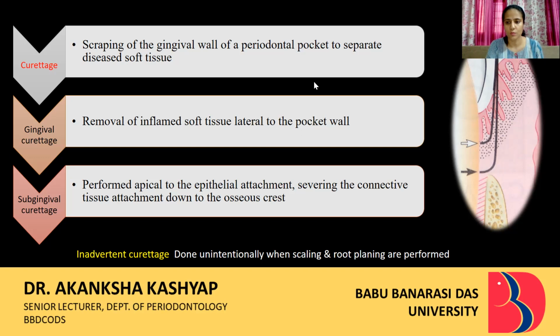diseased soft tissue. As we can see, the periodontal pocket is lined by two surfaces. On one side there is the tooth and the root, that is the hard surfaces, and on the other side there is the gingival lining of the pocket, or the gingival surface. So gingival curettage is the removal of the inflamed soft tissue lateral to the pocket wall.